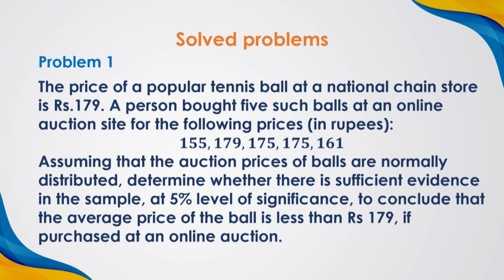Solved problems. Problem number 1. The price of a popular tennis ball at a national chain store is rupees 179. A person bought 5 such balls at an online auction site for the following prices in rupees: 155, 179, 175, again 175 and 161. Assuming that the auction prices of balls are normally distributed, determine whether there is sufficient evidence in the sample at 5% level of significance to conclude that the average price of the balls is less than rupees 179 if purchased at an online auction.